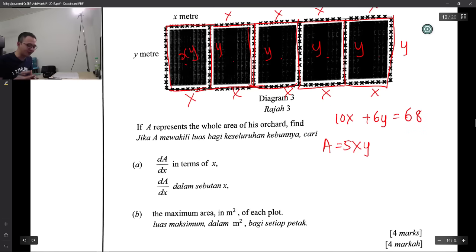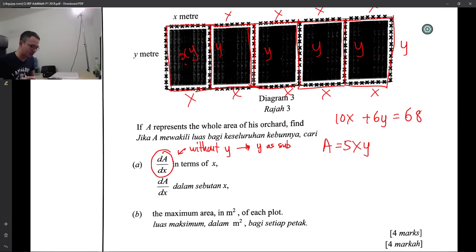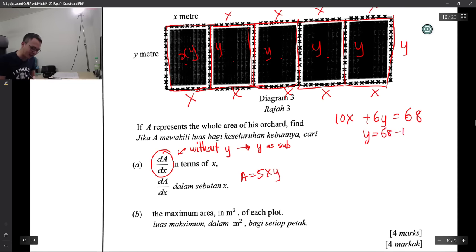In order to solve this, the first thing is I need to make y the subject, because dA/dx should be without y. If you make y the subject in your equation and then substitute, the y will automatically disappear. So let me write A equals 5xy here. If I make y the subject, y should be 68 minus 10x over 6. Of course I can simplify by dividing by 2: 34 minus 5x over 3.